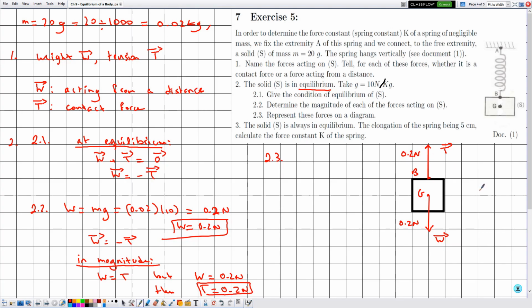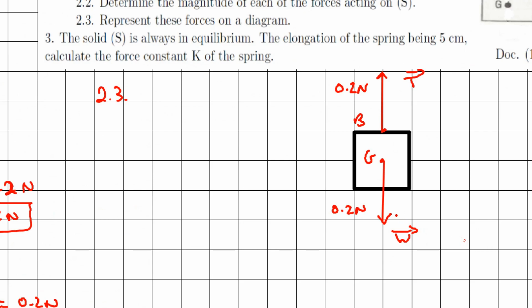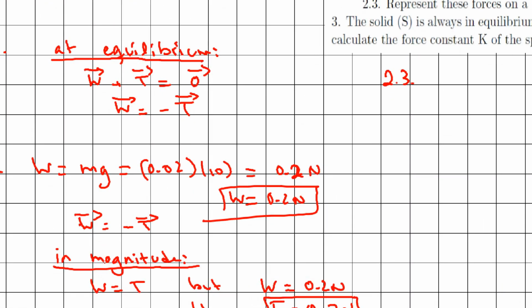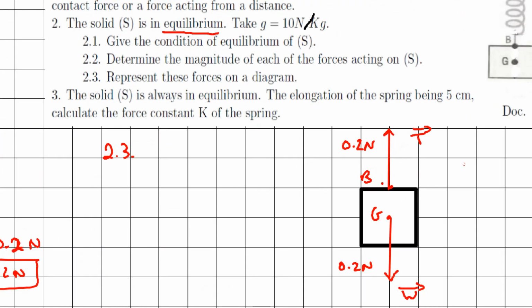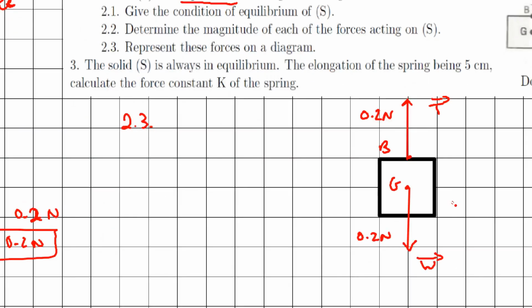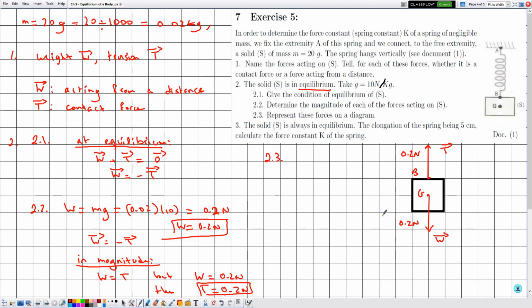Now what is important here is that T is represented respecting its properties, which is vertically upward, and the point of application is B. W is represented vertically downward respecting its properties, in particular the point of application is G, and respecting this relation, which is weight is equal to minus T vector. Both of them have the same line of action, opposite direction, and same magnitude, which is the same length. Okay, the point of application is not important because this doesn't tell us anything about the point of application.